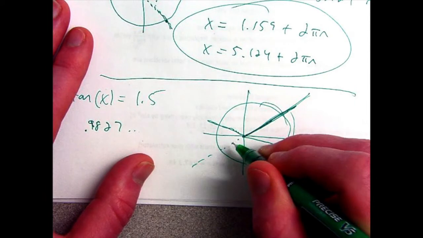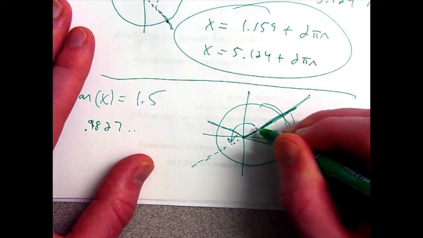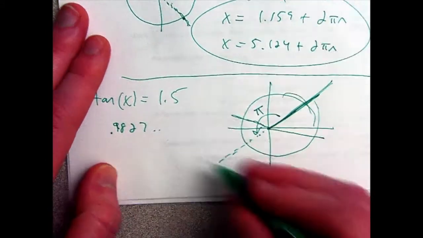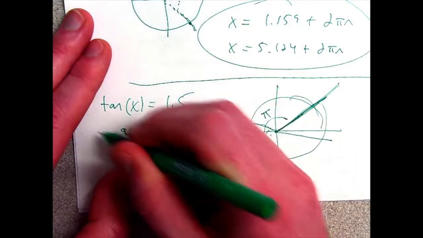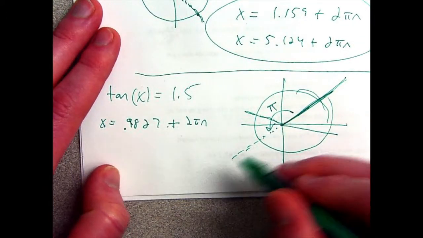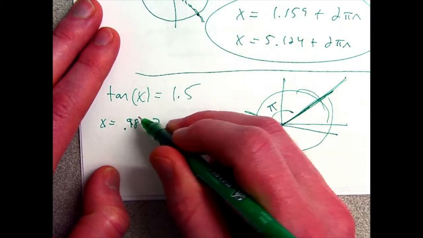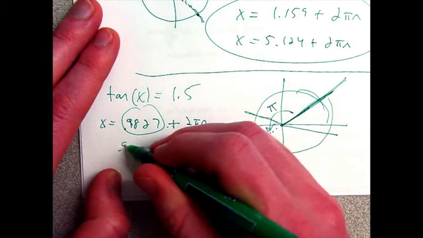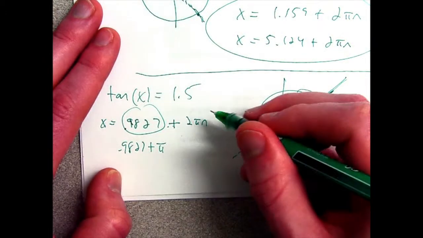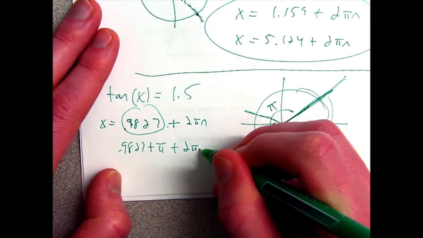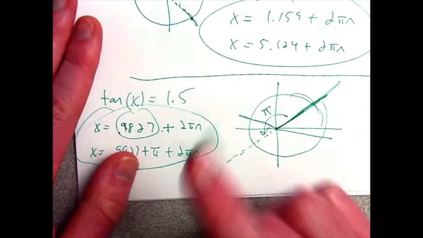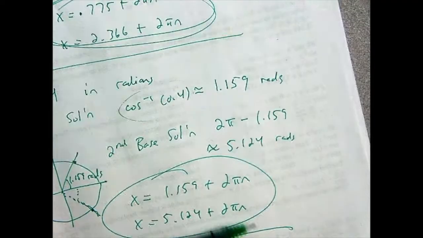So if this is your first base solution, then your second base solution is obtained by just adding pi to the first one. So x could be this plus 2 pi n, and then the other base solution would be this thing plus pi. So 0.9827 plus pi, that would be your second base solution, whatever that is, plus 2 pi n. These two formulas would give you the total solution set to that equation. Okay? Okie dokie.